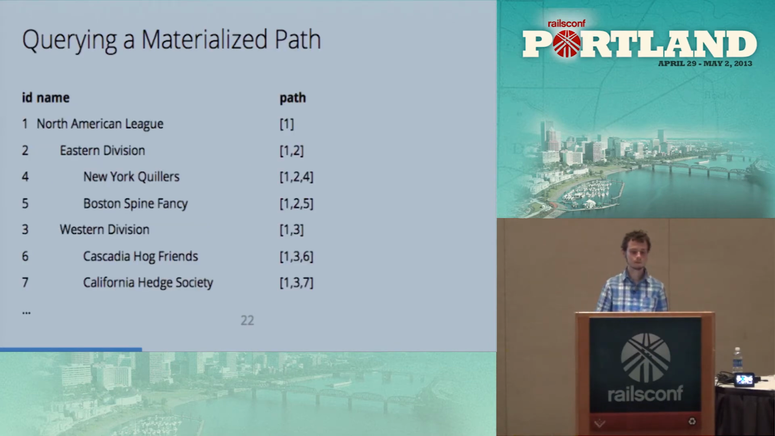Here's an example of what this might look like. Here you can see that at the very top, we've got the North American League. It's got a path that's just 1. That's its own ID. We've got the Eastern Division. It's got a path of 1, 2, because it's nested underneath the North American League, whose ID was 1. Underneath that, the New York Quillers have a path 1, 2, 4, because they're under North American League, 1, under the Eastern Division, 2, and then they get their own ID, 4.